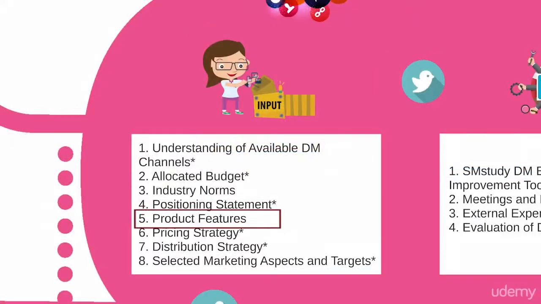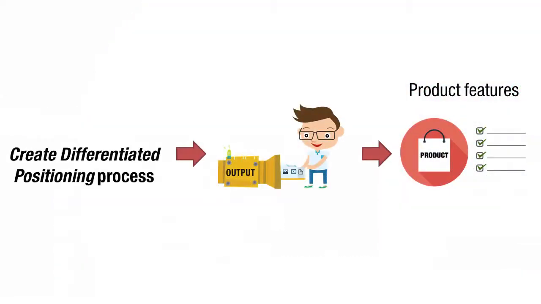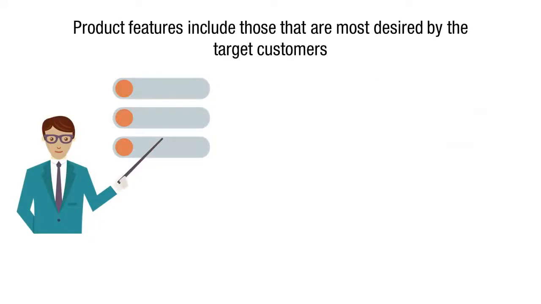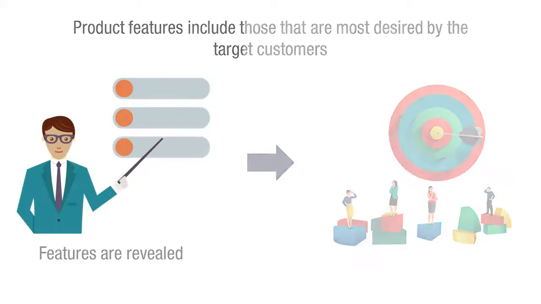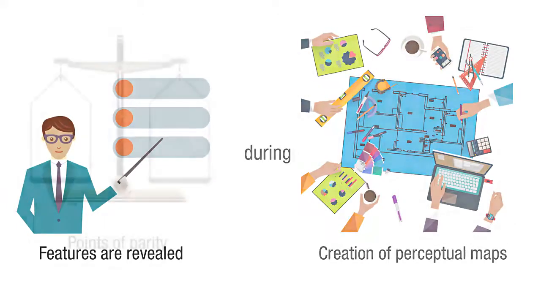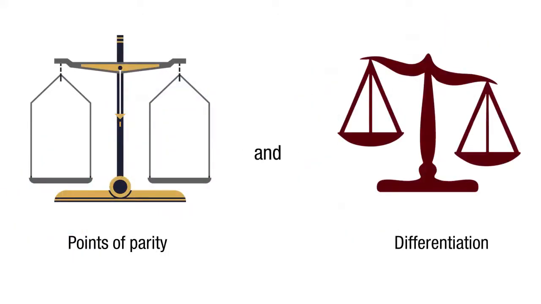Product features is the next input. Product features are an output of the Create Differentiated Positioning process in the SMstudy book on marketing strategy. The product features include those that are most desired by the target customers. These features are revealed during the creation of perceptual maps and while selecting points of parity and differentiation.